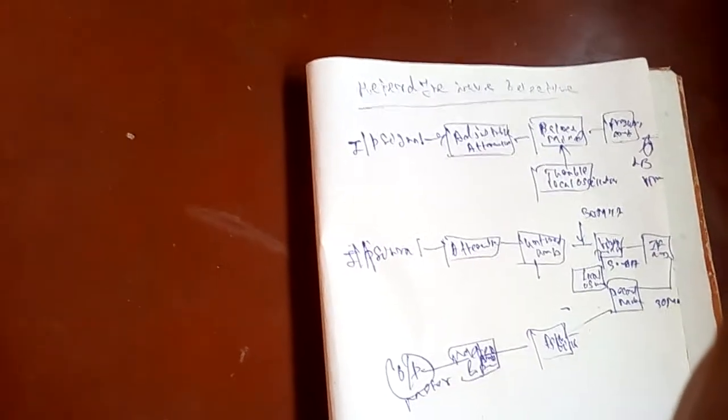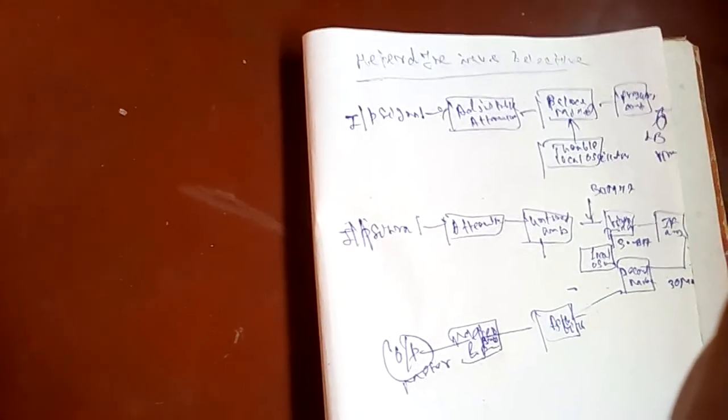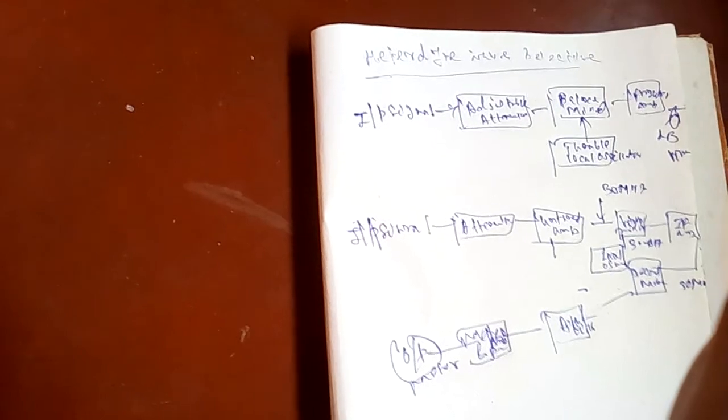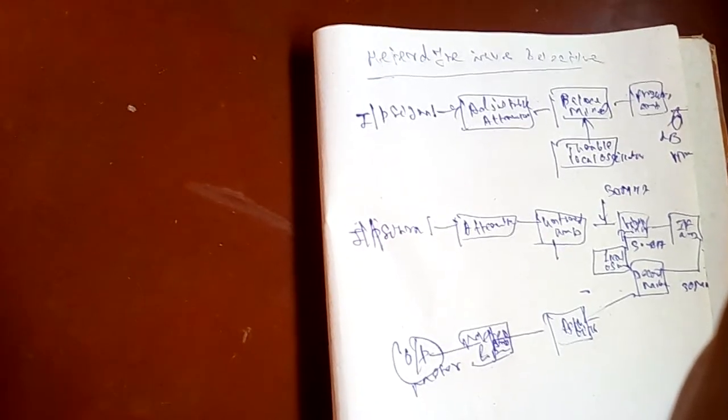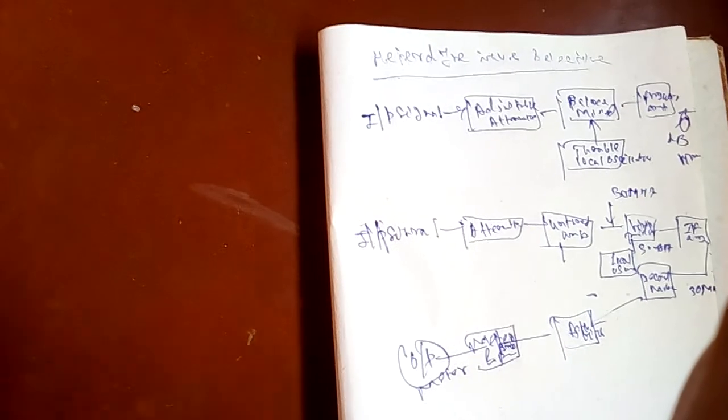So there are two wave analyzers we use: the frequency selective and the heterodyne wave analyzer. The frequency selective is used for the audible frequency range and heterodyne is for the radio frequency range. This is what we have discussed today.